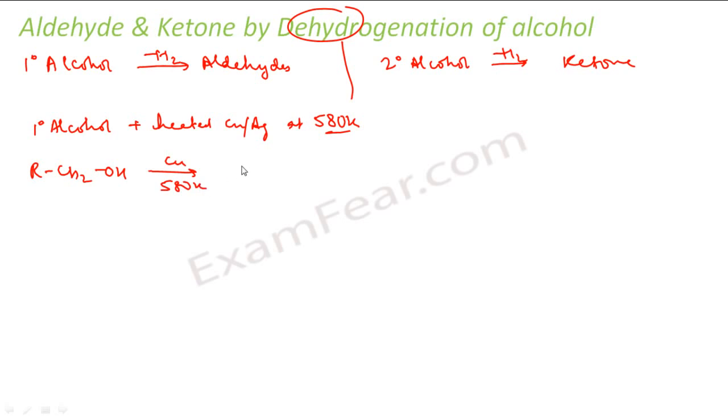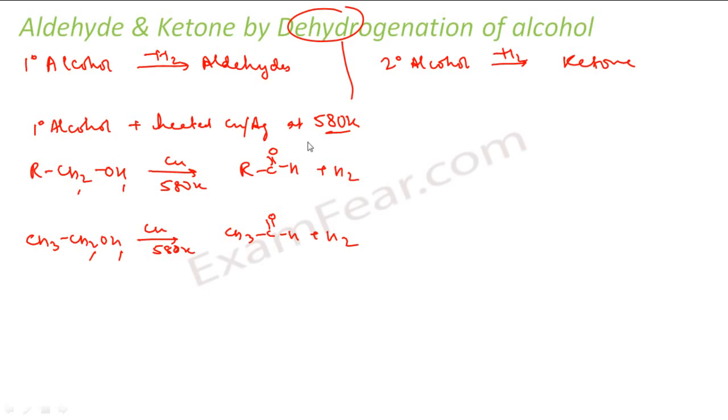You get RCHO, and hydrogen is out. If you see, this hydrogen and this hydrogen are kicked out, called dehydrogenation. If you want the reaction, I have CH3CH2OH. When it reacts with copper at 580 Kelvin, it gives CH3CHO and hydrogen gas. So if you see, one hydrogen from here and one hydrogen from here are kicked out, and you get this aldehyde.